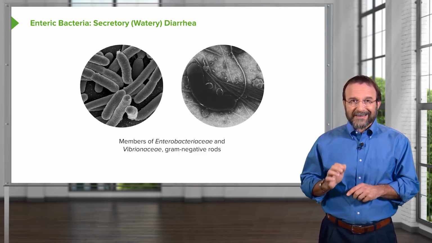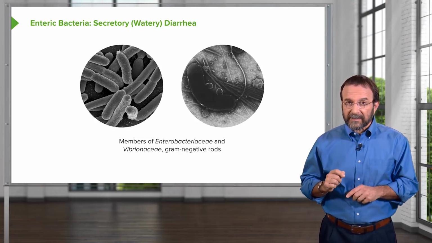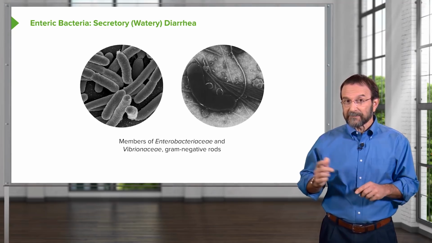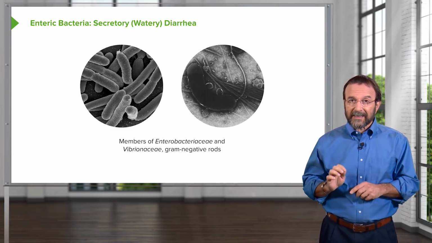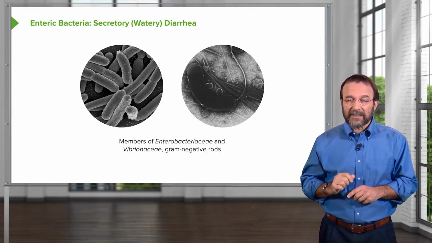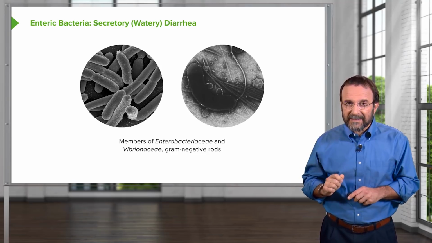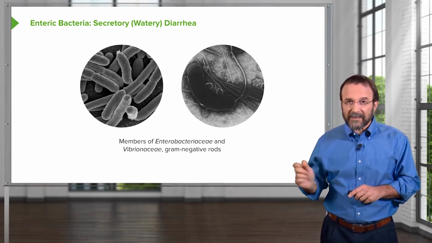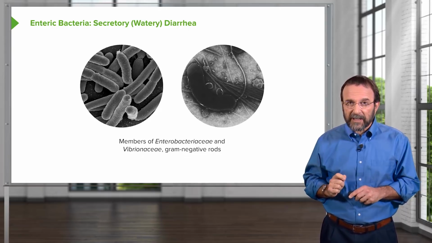First, we're going to look at a condition called secretory or watery diarrhea, which you and I have had for sure. Maybe not caused by bacteria, could be viral, but this is going to be different from diarrhea we talk about later, which is bloody diarrhea. All right, secretory watery diarrhea. And we're going to look at members of the Enterobacteriaceae and the Vibrionaceae. They're both gram-negative rods, two different kinds of bacteria, one shown on the left, the E. coli, and the one on the right, the Vibrios.